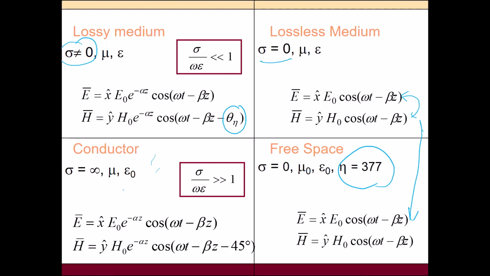Lastly, for conductors, we have very high sigma, meaning it can conduct good currents, and sigma divided by omega epsilon is very big, and we can see that between the E field and H field we have a phase difference of around 45 degrees. Hopefully you can see the difference between all types of medium that we discussed so far.